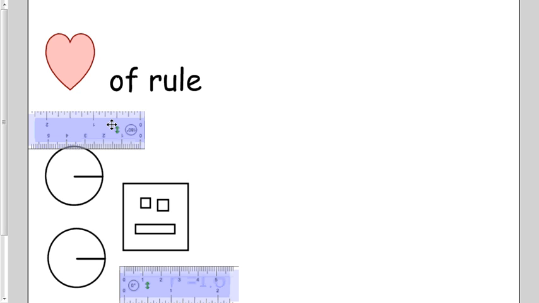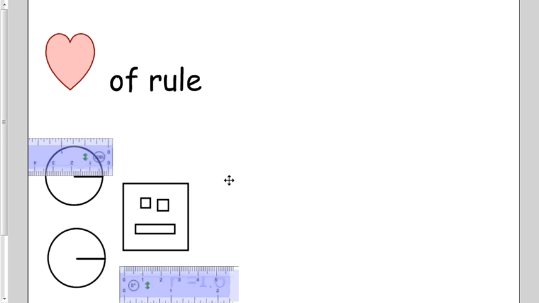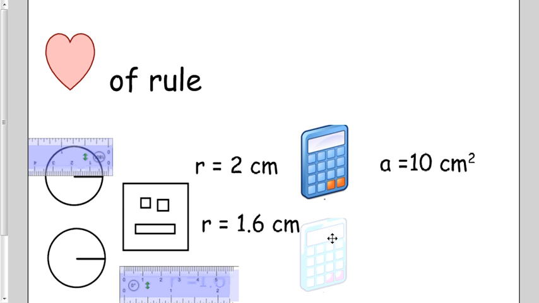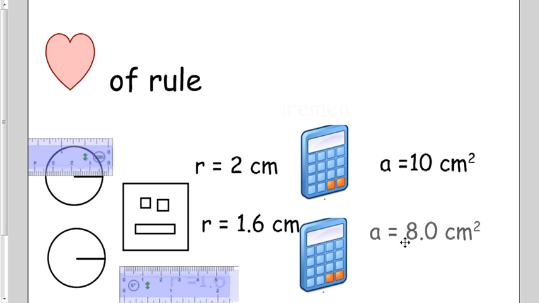Let's say Dr. Square had the same circle. He measured the radius quickly to be around 2 centimeters. If he were to calculate the area of the circle based upon that, the answer he would end up with is 10. Let's say he did it again and got the radius to be 1.6. When he did his calculations, he could get to know the answer a little bit better. He would know the answer to be 8.1.